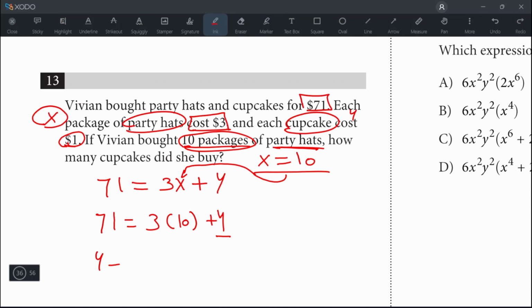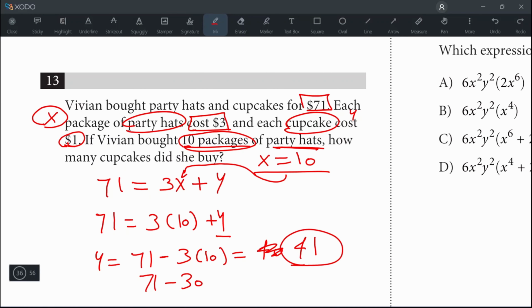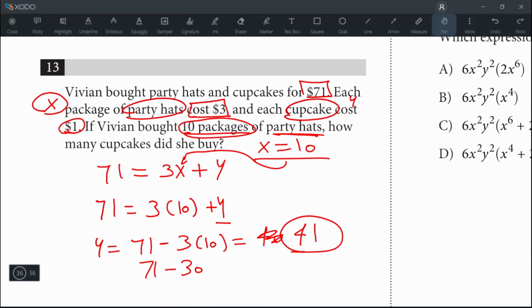So y will be equal to 71 minus 3 multiplied by 10. 71 minus 3 multiplied by 10 is equal to 41. So y is equal to 41. The number of cupcakes she bought is equal to 41, because 71 minus 3 multiplied by 10 is equal to 30 plus 11, and that's 41 cupcakes. And this is an equation or the problem.